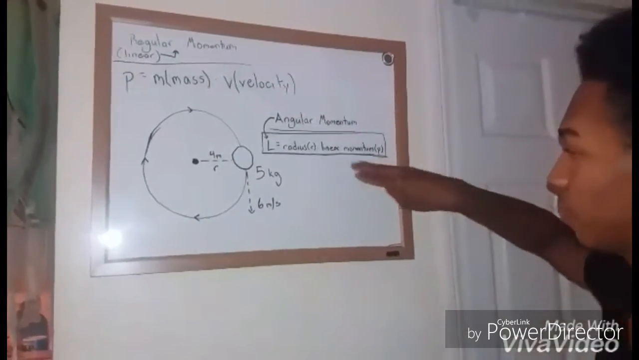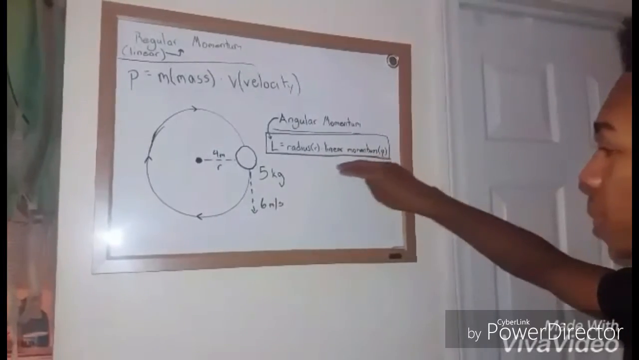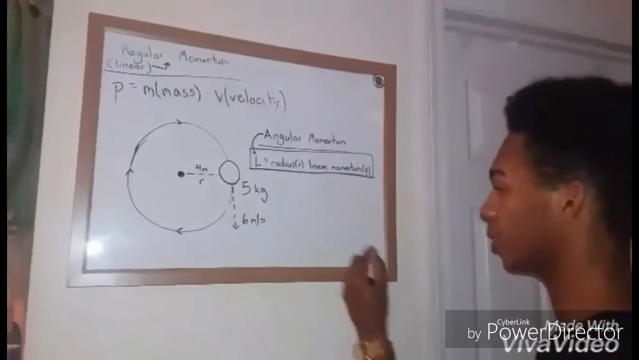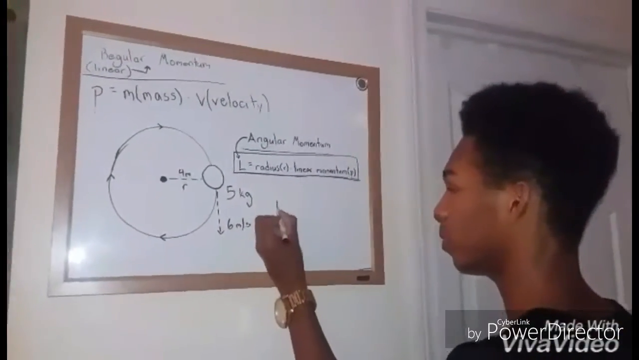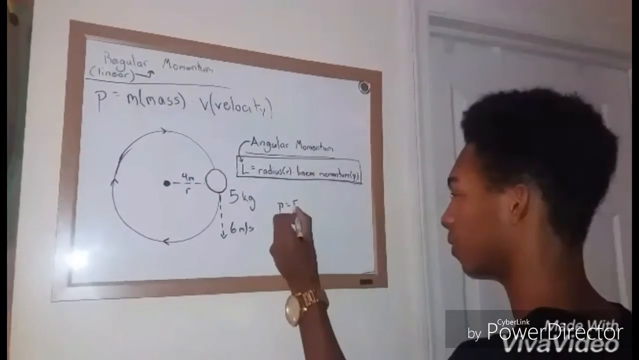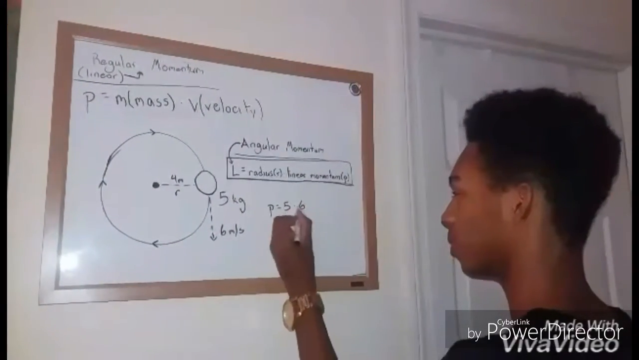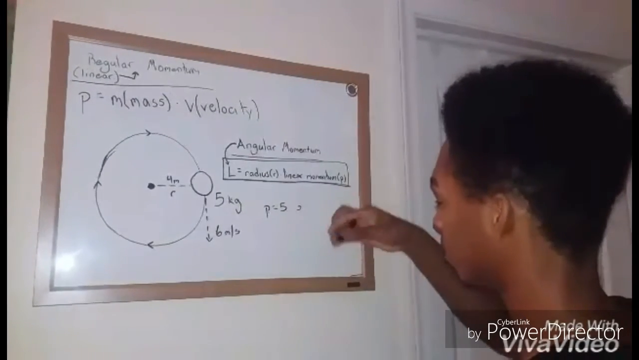So first, what you probably want to do is find your linear momentum, right? So you're gonna do P equals 5 times 6. Well, let me label these.